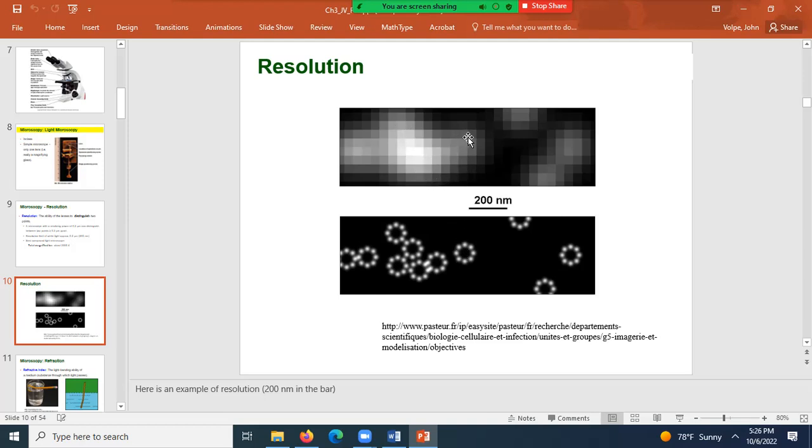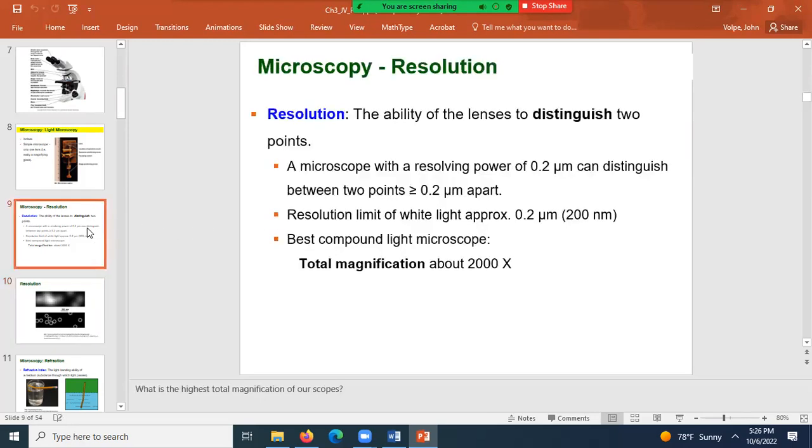We might be able to tell that that's a different point than these, but there's an overlap. And then all of these we can't even break up. And that's because we cannot resolve the points. The points are too close together, and so we cannot distinguish them as 2 points.